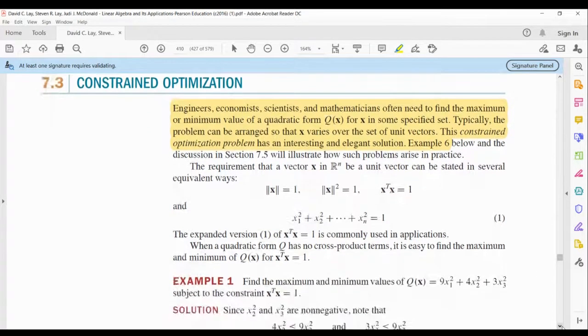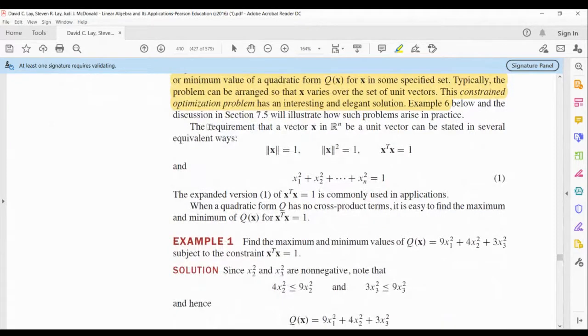Okay, all right, so a requirement that a vector x be a unit vector can be stated in these different ways. And this is commonly used in applications where you require that the norm of your vector equal 1. Okay, that's required sometimes. And of course, if a quadratic form has no cross product terms, it's easy to find the minimum or maximum value of the quadratic form given that constraint.